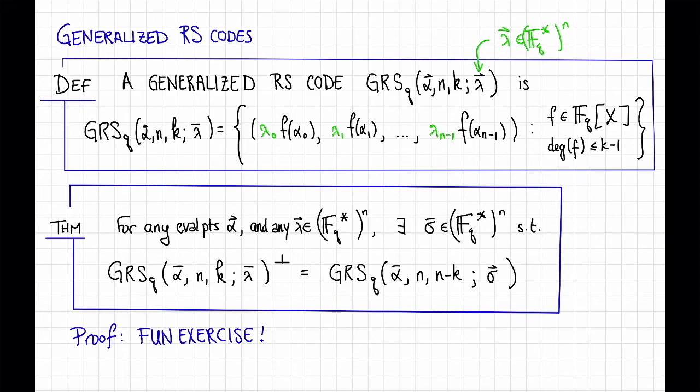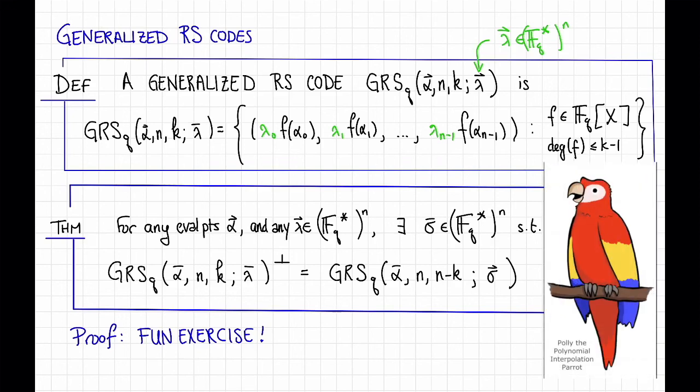Okay, so that's it for this video. So now we know both the generator matrices and parity check matrices for Reed-Solomon codes, and we know that Reed-Solomon codes meet the Singleton bound. And all of this was just due to one extremely useful fact. Right! Nonzero polynomials don't have too many roots.